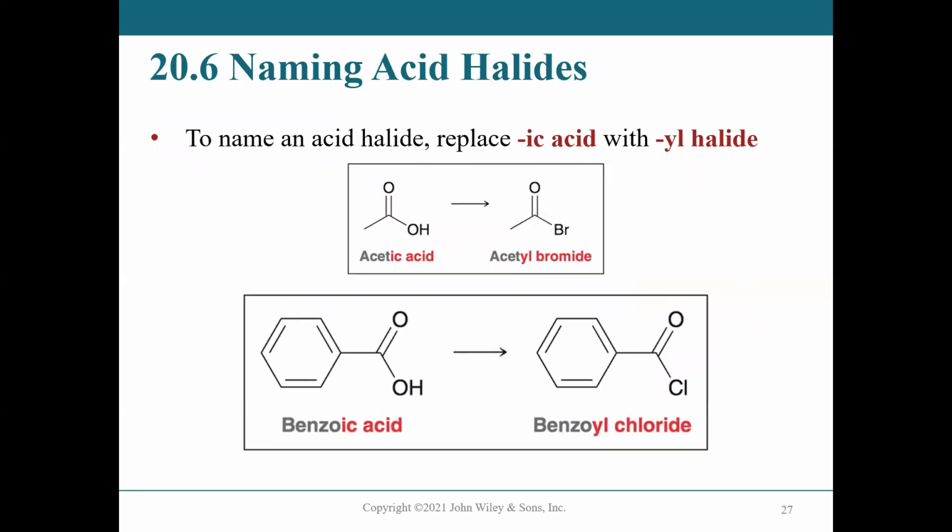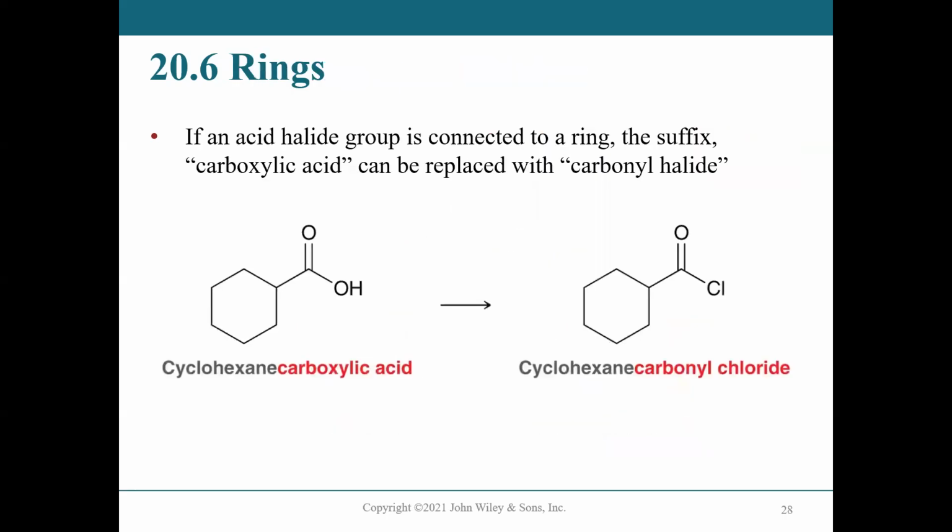To name an acid halide, replace -ic acid with -yl halide. So acetic acid becomes acetyl bromide, and benzoic acid becomes benzoyl chloride. If an acid halide group is connected to a ring, the suffix carboxylic acid can be replaced with carbonyl halide.